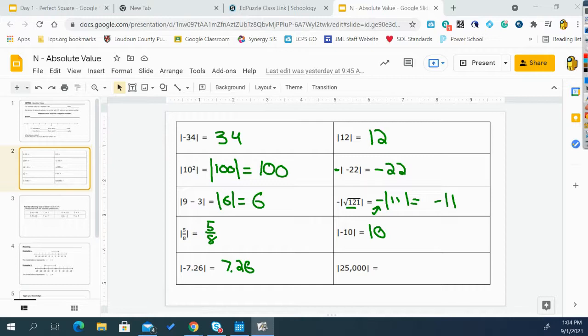And finally, as a quick wrap up, our last question says, what is the absolute value of 25,000? And once again, we're just measuring our distance from 0. 25,000 is 25,000 steps away from 0. So that just turned positive, and it was already positive, so that was nice and easy for us. Let's go on to the next slide.